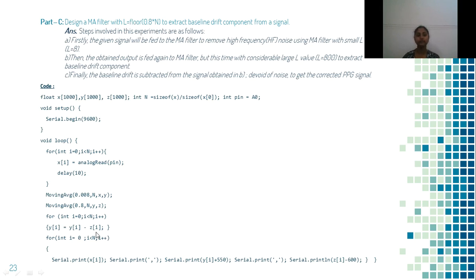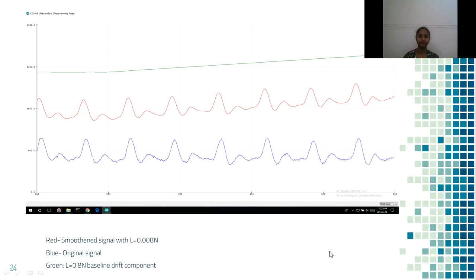So after getting this, we'll be having the moving average filter output in Y and Z, where Z is our required thing. If we subtract Z from Y, then we'll be getting the baseline drift component that is to be displayed. This is the graph. This is the baseline drift. Blue is the original signal and red is the smoothened signal.